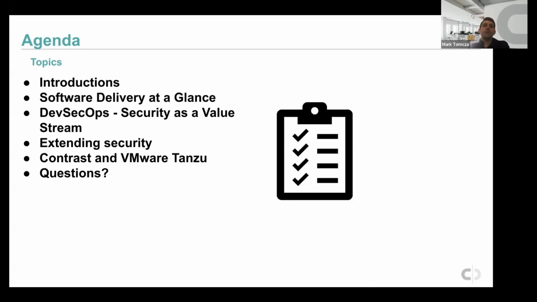We're going to talk about software delivery at a glance, so basically how things get out the door in terms of software development. DevSecOps, so basically taking everything that we know in terms of how security is being encompassed into DevOps and cloud native and security as value, extending the security across the entire pipeline and software delivery cycle. We're going to talk about how Contrast fits with VMware and how both combined create a really good value prop. And finally, we're going to end up with some questions.